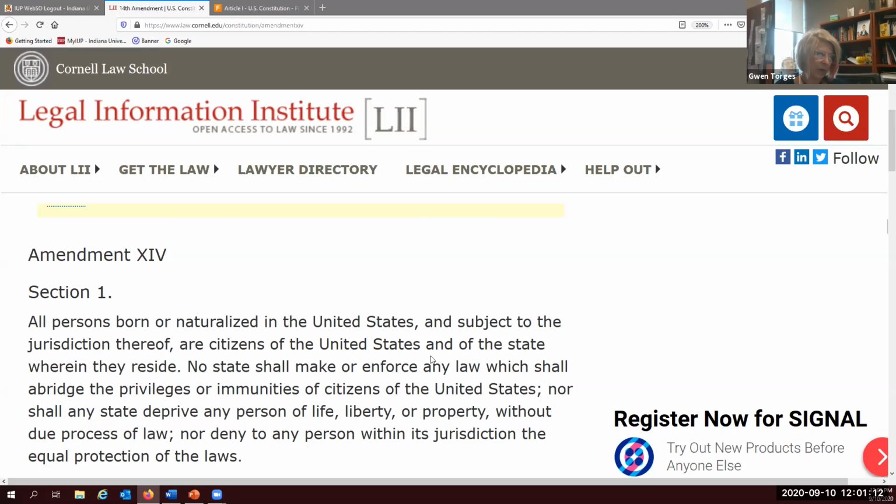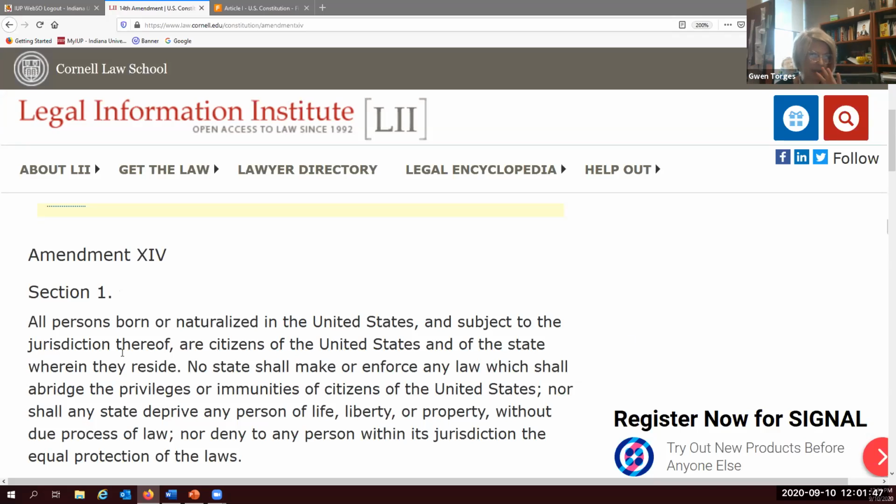So it says, all persons born or naturalized in the United States and subject to the jurisdiction thereof are citizens of the United States and of the state wherein they reside. In the context in which this is written, where the Klan is perpetrating wholesale violence on the African American community, you might be thinking, okay, so why are they starting out with this definition of citizenship? Well, they had to undo what the court had done in the Dred Scott decision, where they said Blacks couldn't be U.S. citizens.